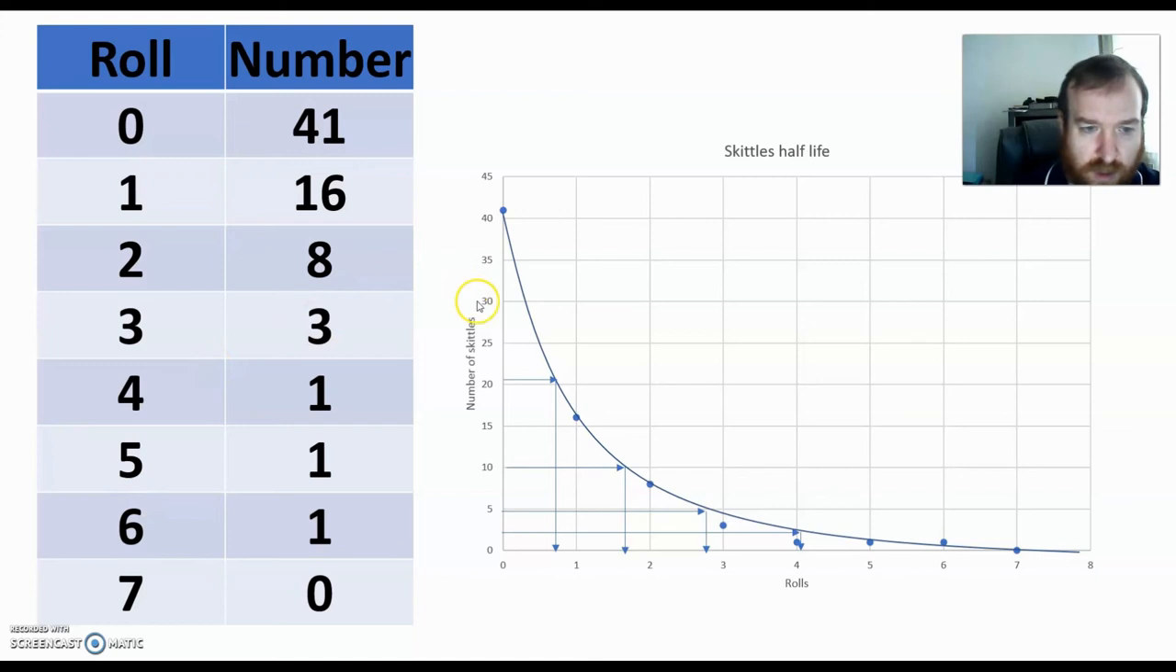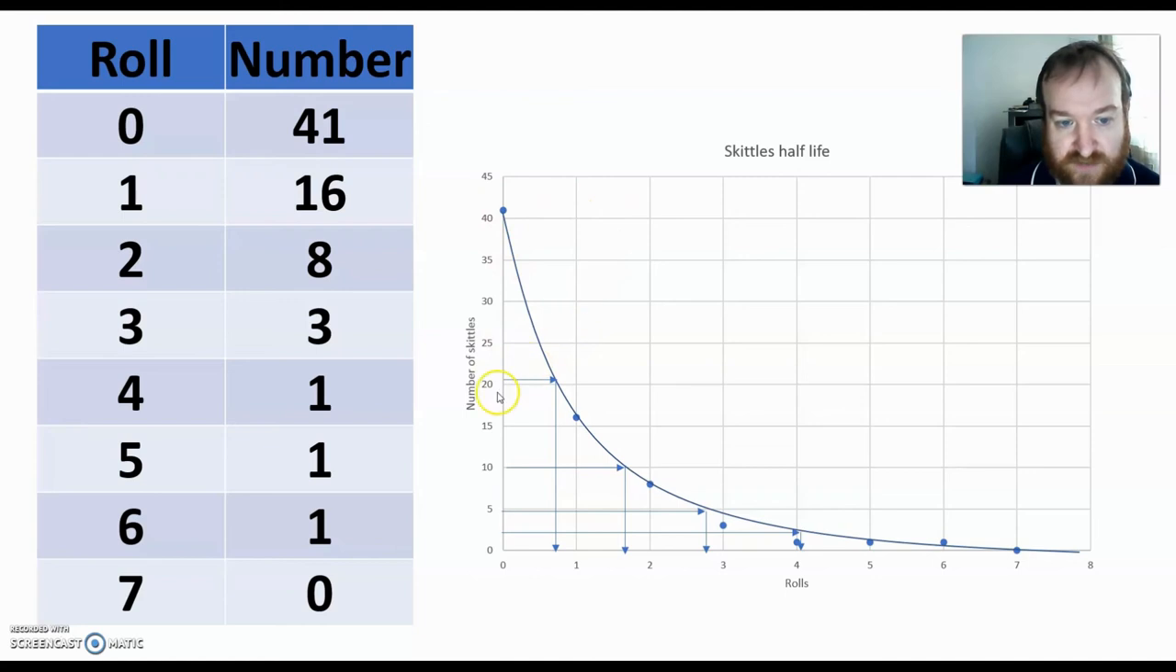Okay, so we need to start with the initial number. What's my initial activity? What's the initial number of skittles? So this is 41, and we go to half of that. Remember, we're thinking about half-lives. We're thinking about how long it takes for the activity to drop by a half. So what's half of 41? It's about 20 and a bit.